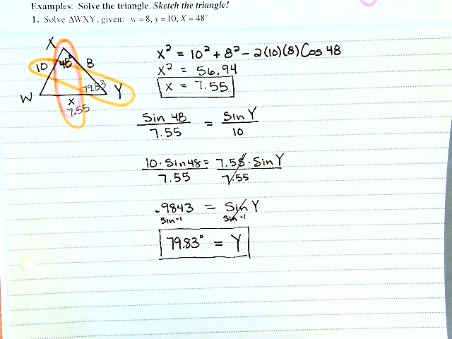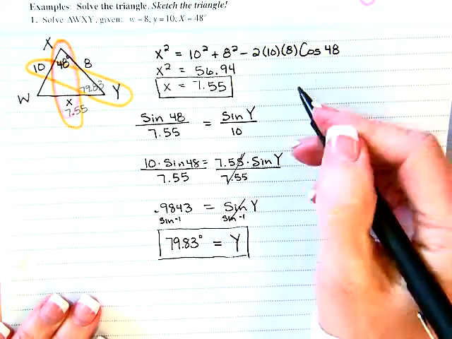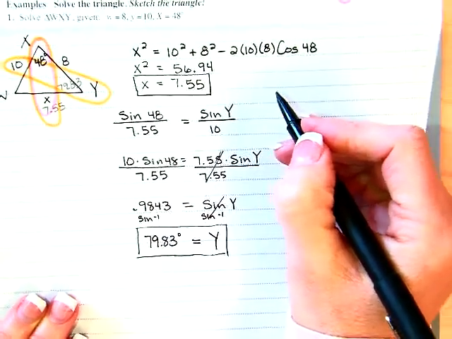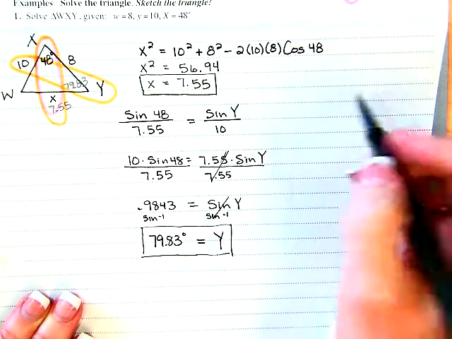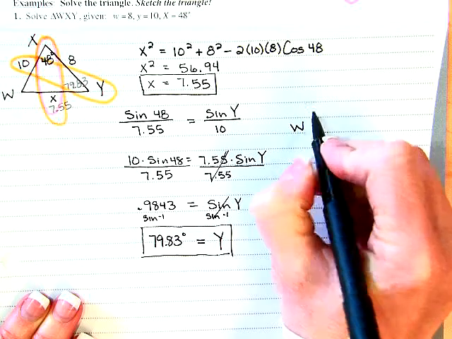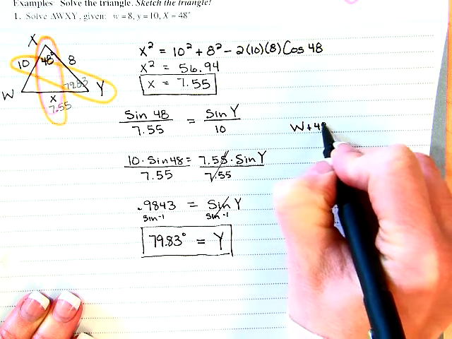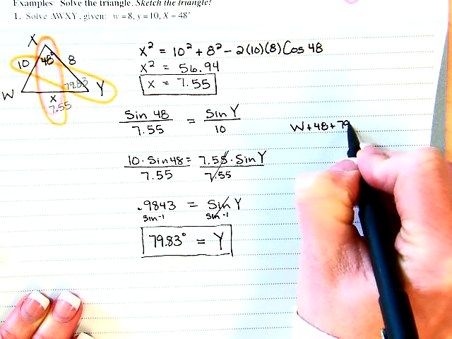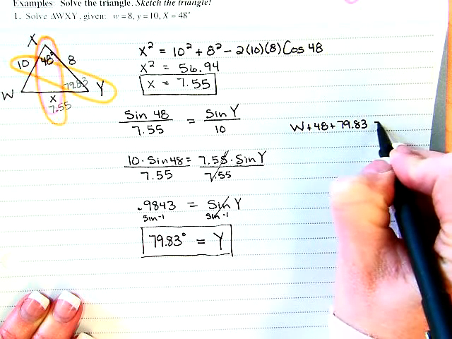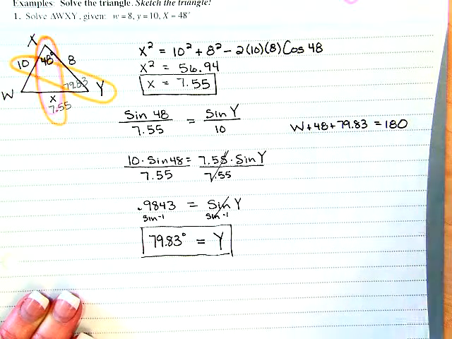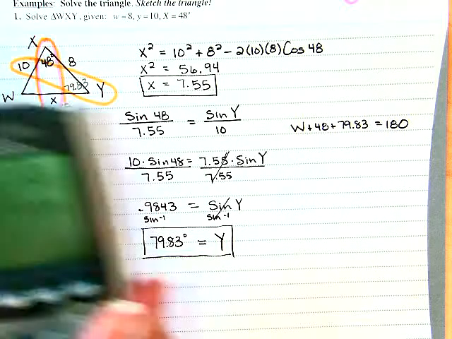So it's the fastest thing to do. So here's our last piece that we need to work out here, is that angle W plus 48 plus 79.83 has to add up to be 180. So I'm just going to grab my calculator here.